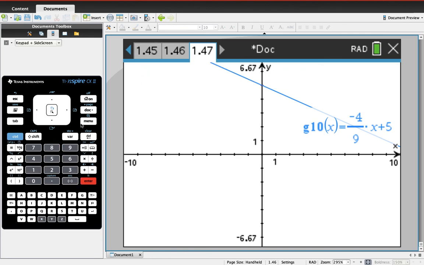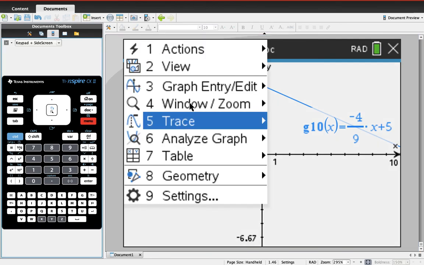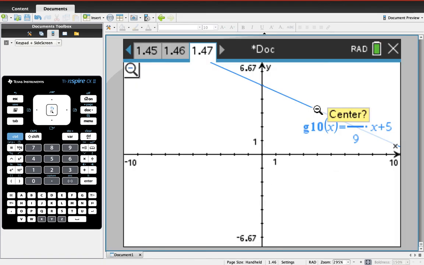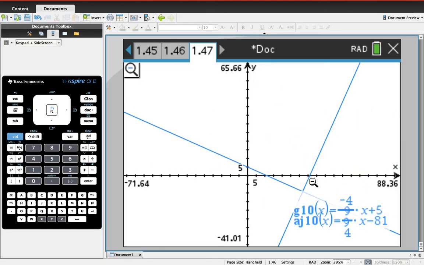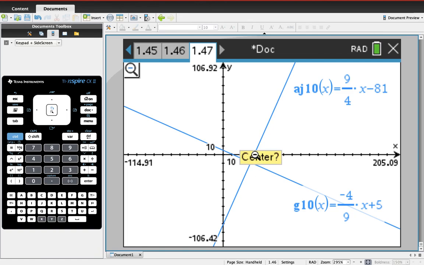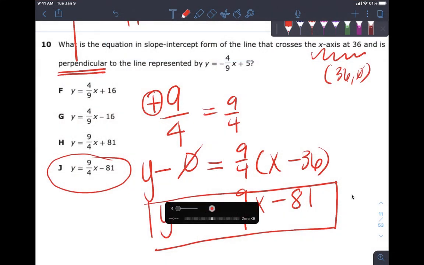All right, let us go ahead and zoom out a little bit. I need to make sure. Okay, so look at how they're crossing. Perfect 90-degree angle. They are perpendicular. Their slopes are opposites. So one's negative, one's positive. And they're flipped upside down. Here the 9 is at the top. Here the 9 is at the bottom. So I got this one correct. All right. Next one.